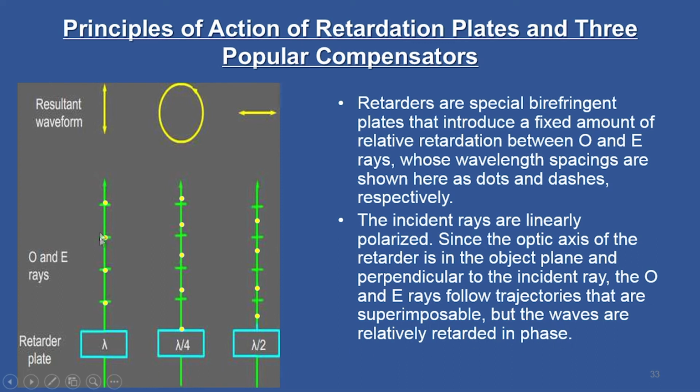So, you can see that both rays, ordinary and extraordinary rays, have a similar wavelength, but if they are retarded by lambda by 4, then you will see the waveform here, and if it is lambda by 2, it is completely a different orientation compared to the incident waveform. So, this is how the retardation plate will also operate.